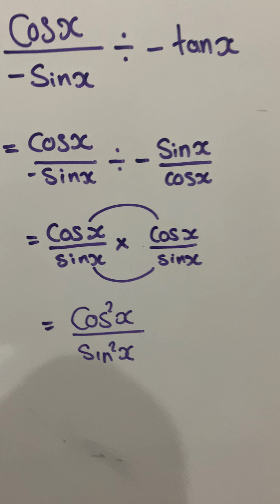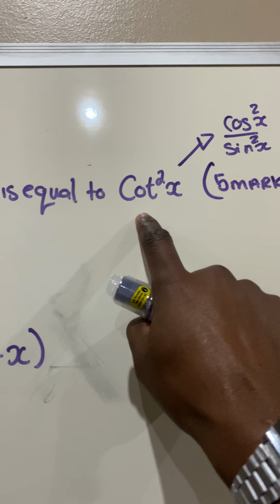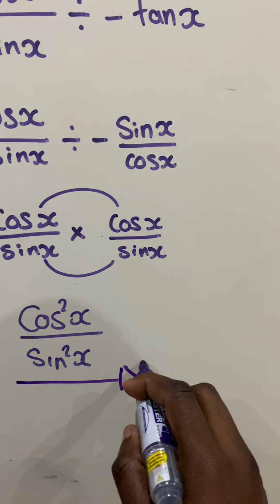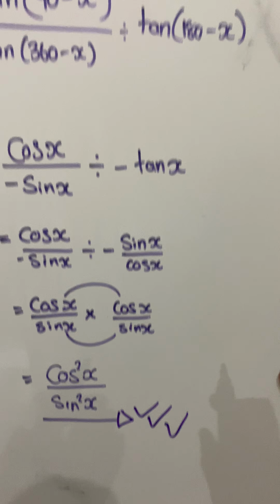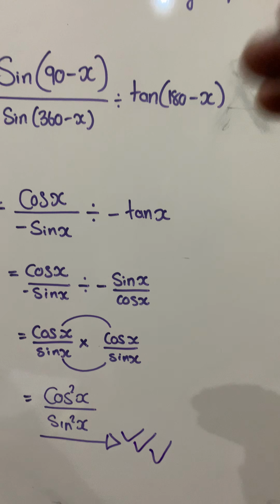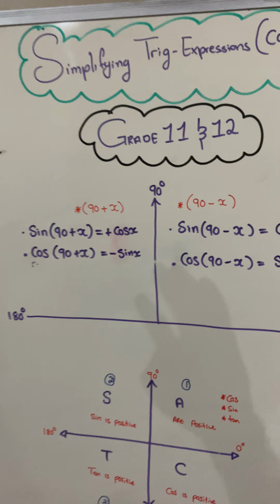And what are we required to prove? That the whole thing is equal to this. And do we have something like that? Yep, we do have it. And that's how you prove that the whole expression equals that there. But what's important is understanding your cofunctions, right?